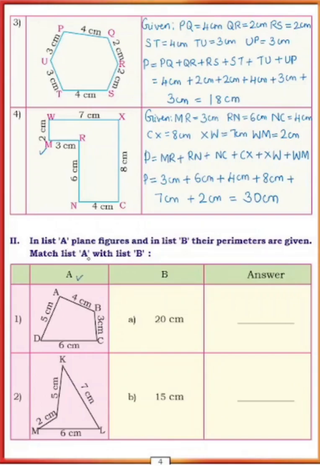The second main question is, in list A, plane figures, and in list B, their perimeters are given. We will have to match list A with list B. So for that, let us first find the perimeters and then match. You can do it on your own. However, the calculations and matching are done for your reference.